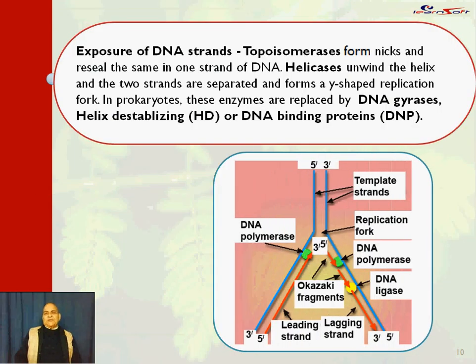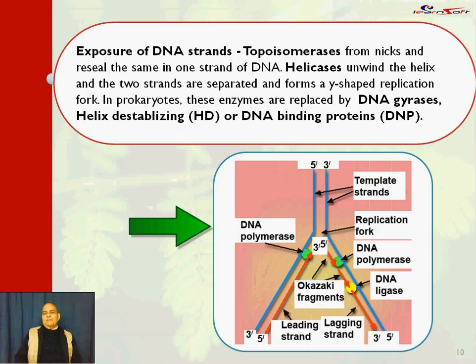Exposure of the DNA strand. Topoisomerases form nicks and reseal the same in one strand of DNA. Helicases unwind the helix, and the 2 strands are separated and form a Y-shaped replication fork. You can see in the diagram. In prokaryotes, these enzymes are replaced by DNA gyrases, helix destabilizing, that is HD, or DNA binding proteins.